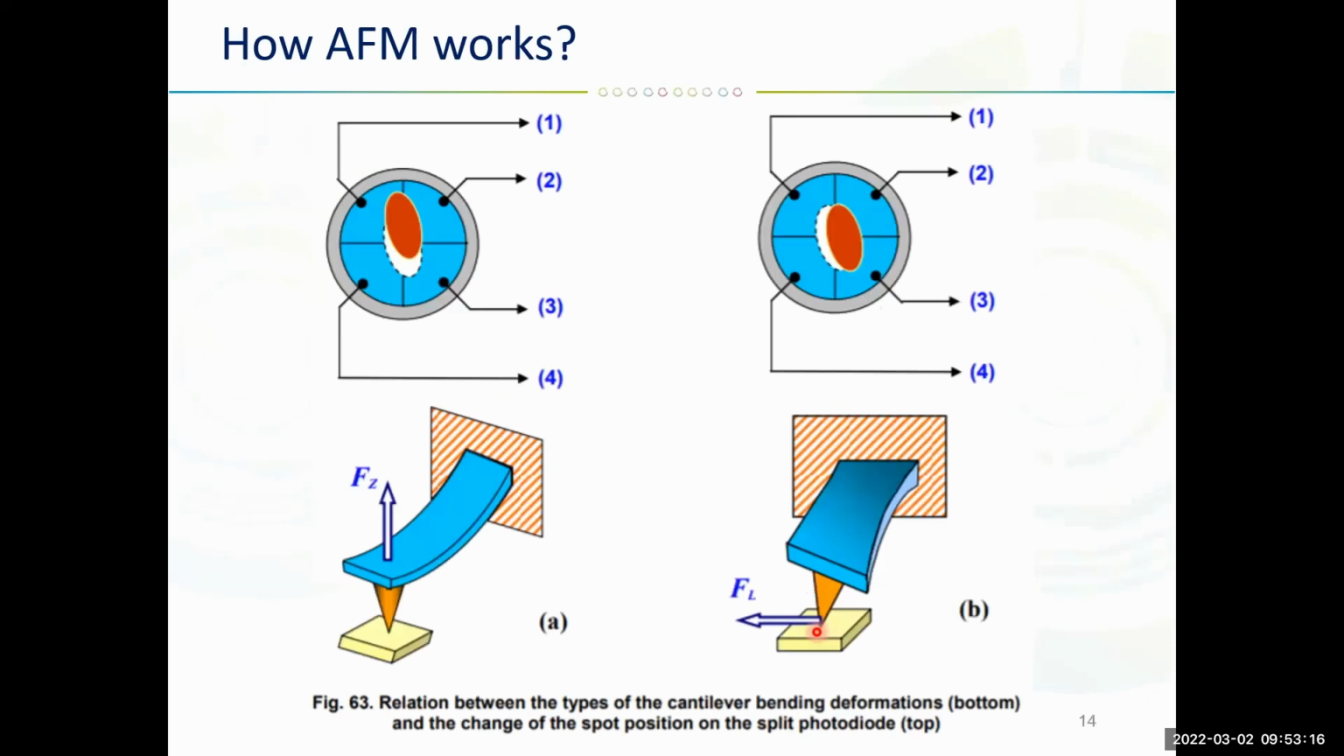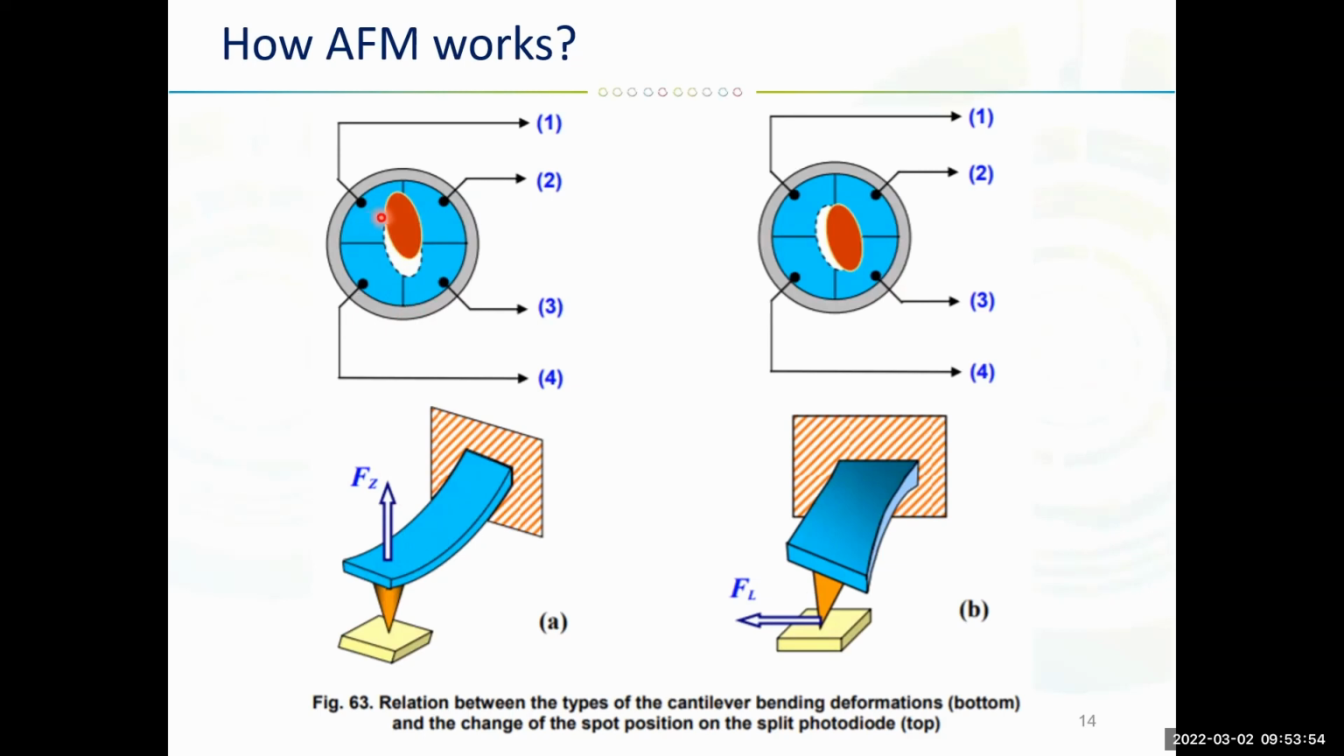Okay, so now a bit more about the detection. There are a number of ways to detect the deflection of the cantilever in an AFM. The most common method, again, is the use of a laser beam. So we have a diode laser that is focused on the reflective back surface of the cantilever and then reflects back to the photodetector. Depending on how the tip is bending, the position of the spot moves.